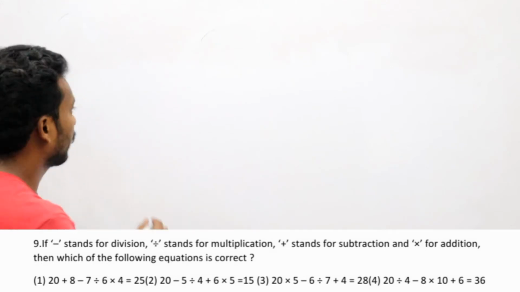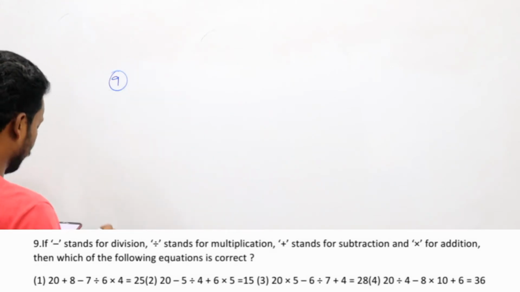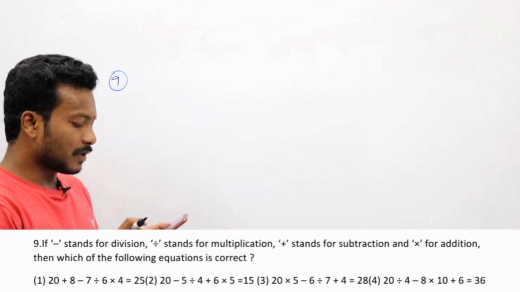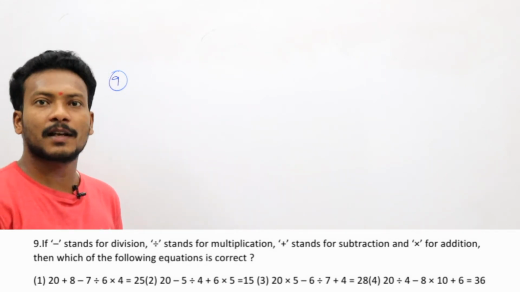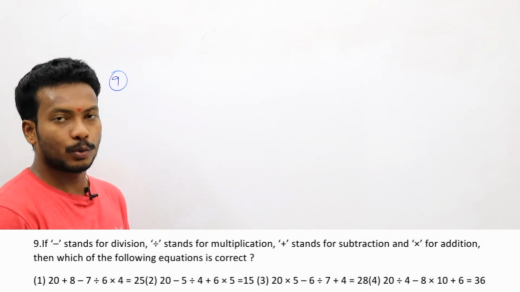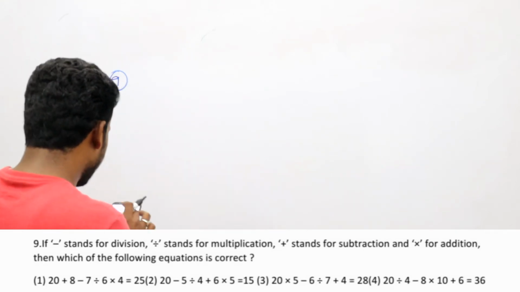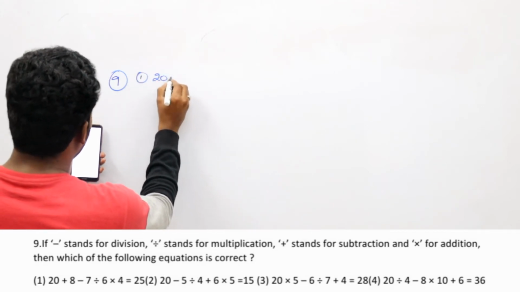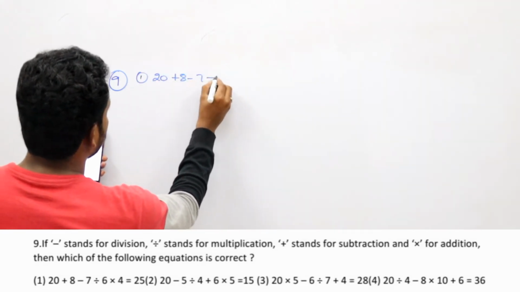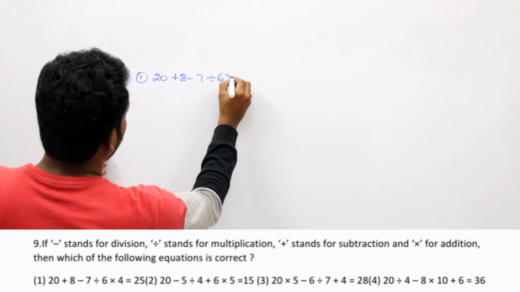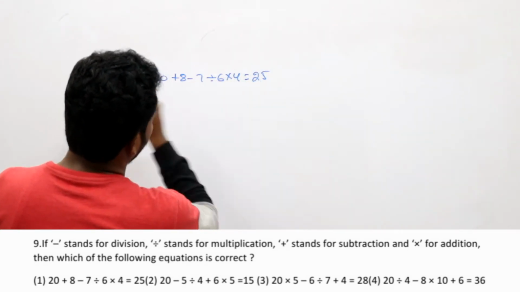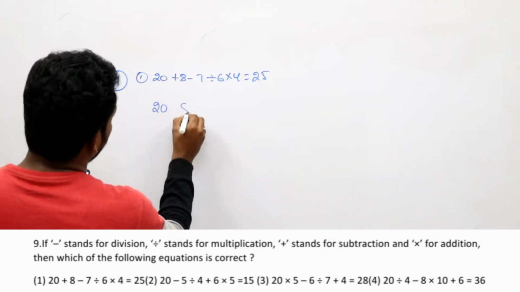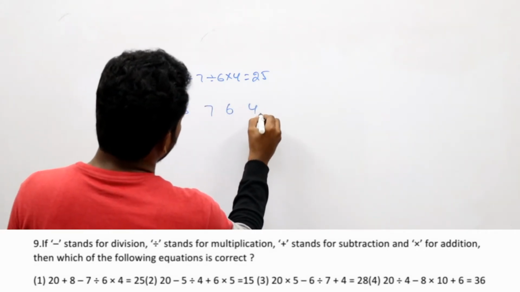Next, ninth question. Now he is asking which of the following equations is correct. That is a conclusion. Now for the conclusion we have to do all these things. The first option is 20 plus 8 minus 7 divided by 6 into 4 is equal to 25. Depending upon the instruction, we have to first change the symbols.